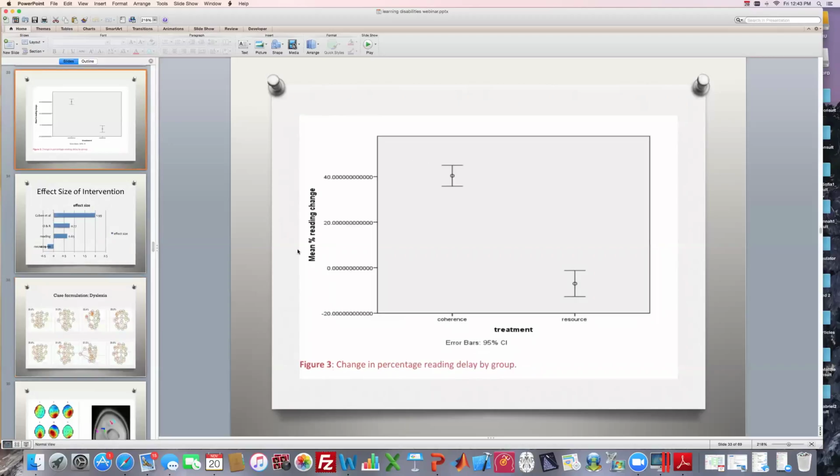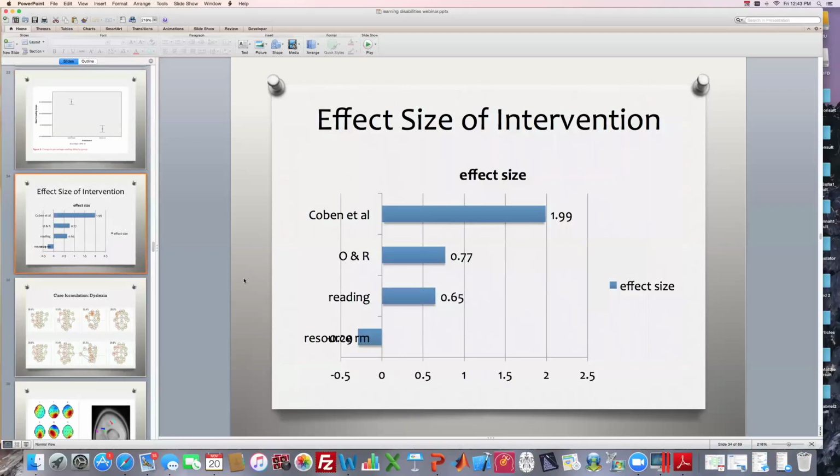If we then look at percentage change in reading score, so let's say someone was behind by 3 years and they changed by 2 years, that would be a 67% jump, if that makes sense to everyone. Again, the resource room group hardly changed at all. The coherence change group in 20 sessions changed by 40%, almost half. Okay. When we look at the effect size of the intervention, we can see that it is significantly larger than some of the other reading studies, the neurofeedback and the reading intervention studies that have been looked at in the past.